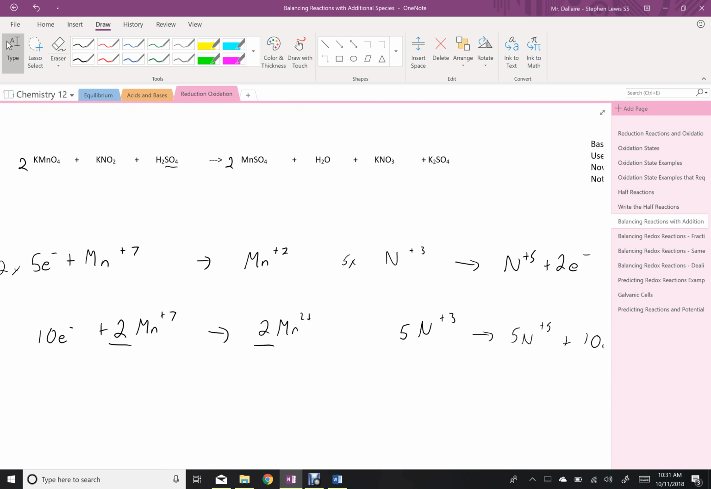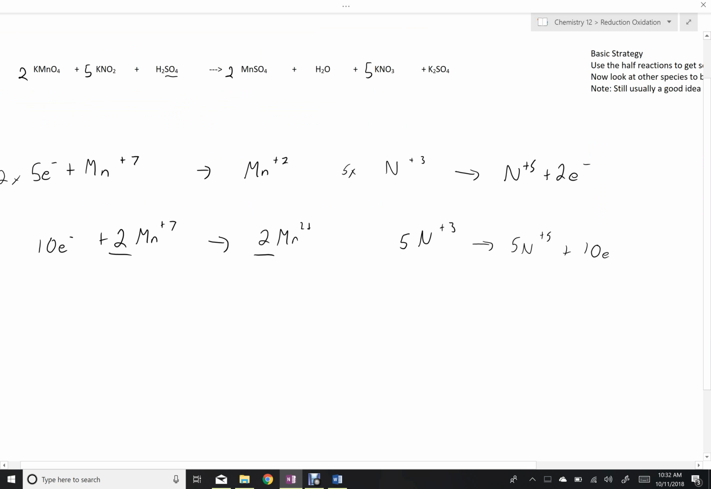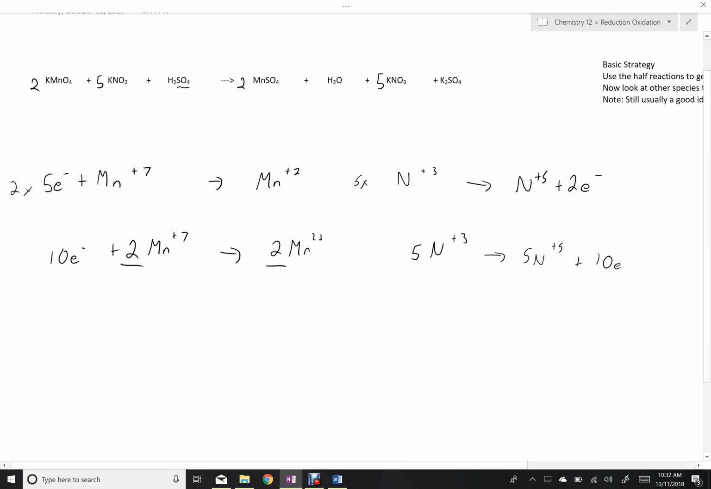And then I got these 5's. So this will be a 5, and this will be a 5. Go back to that. So the half reaction effectively gives me these numbers. They might get multiplied if I need to multiply them for other things, but right now I've got a pretty good count.